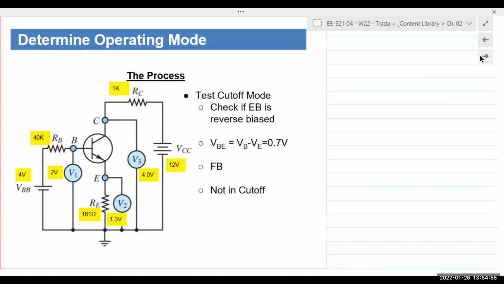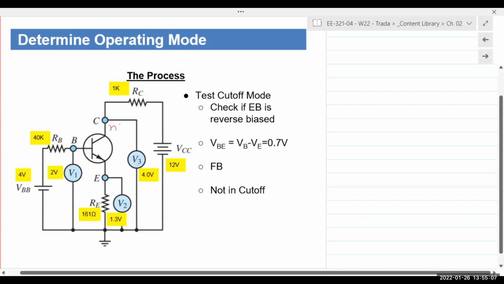Remember, chapter 1, if anode is higher than the cathode, it's forward bias. If cathode is higher, then it's reverse bias. So here it's an NPN transistor, right? If P is higher than the N, then it's in forward bias, so it's not in cutoff. So that leaves us with either active or with saturation.